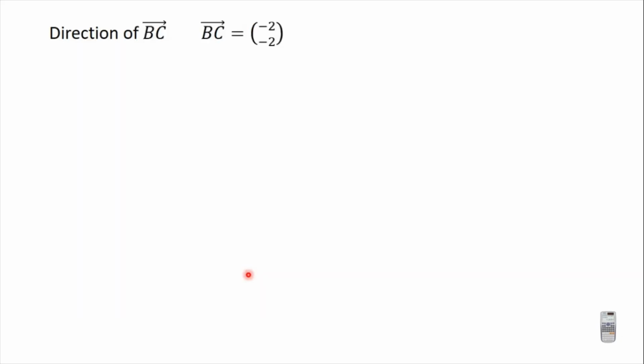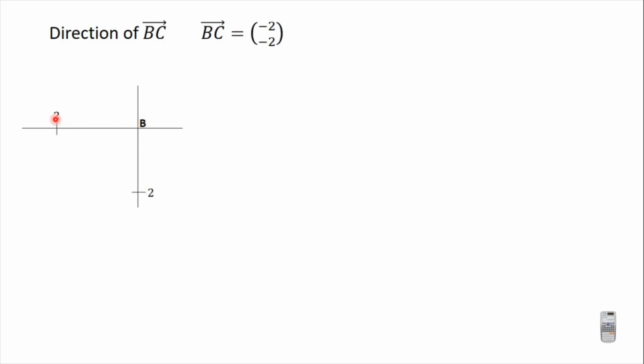Let's move on to the second part, which is the direction. So direction of the vector BC. Don't forget that the components of vector BC are -2 and -2. We will draw our x and y plane here. The x component is negative, which means that we will be moving to the left. The y component is negative, which means that we will be moving downwards. So we start from B and move 2 to the left. We start from B and move 2 downwards.